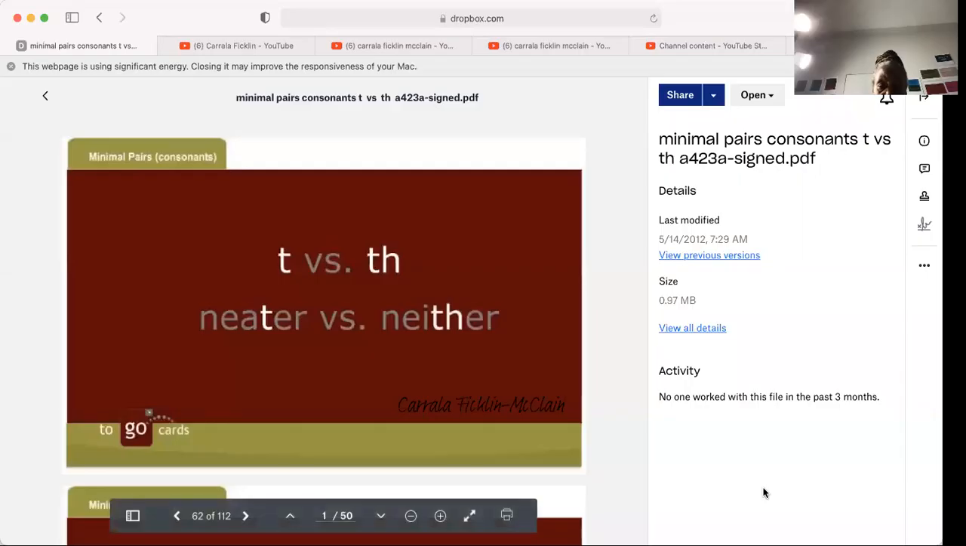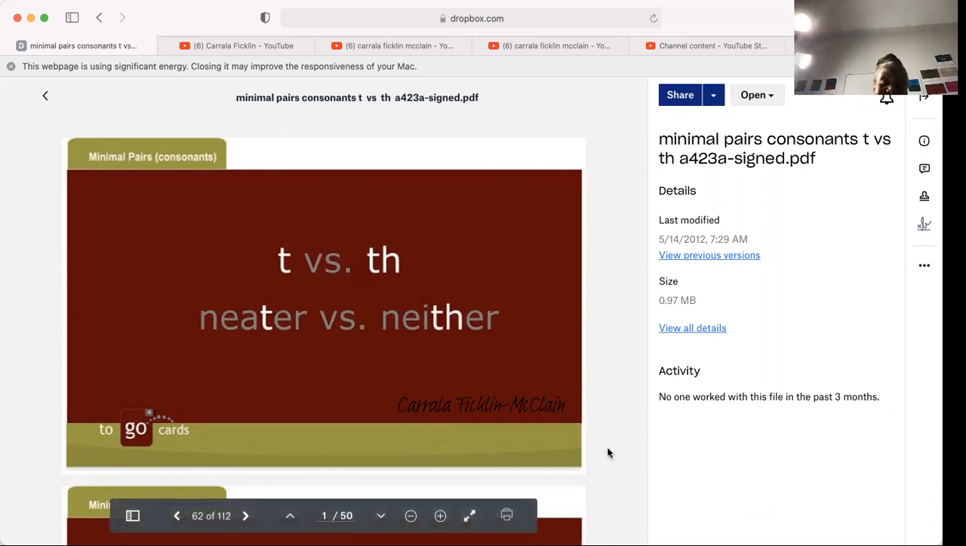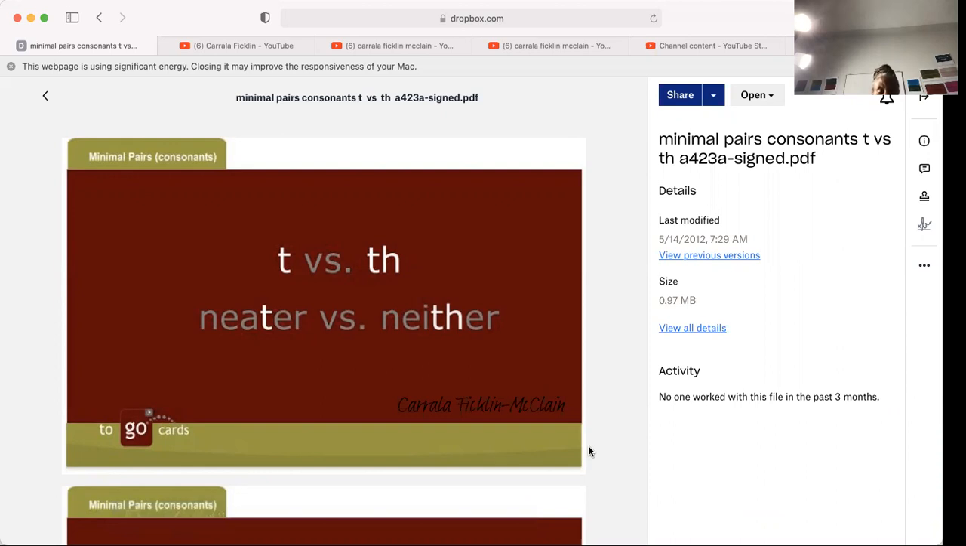So now we're going to be looking at the T, ta, versus the TH, tha. So let me share my screen with you. Okay. Here we are. A little different setup. Okay. T versus TH. Neither, neither.